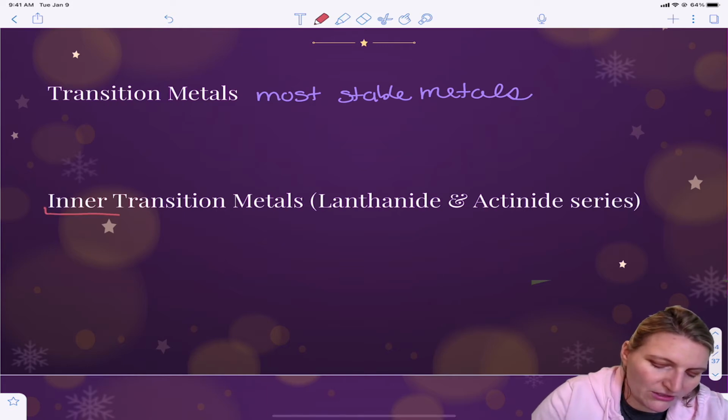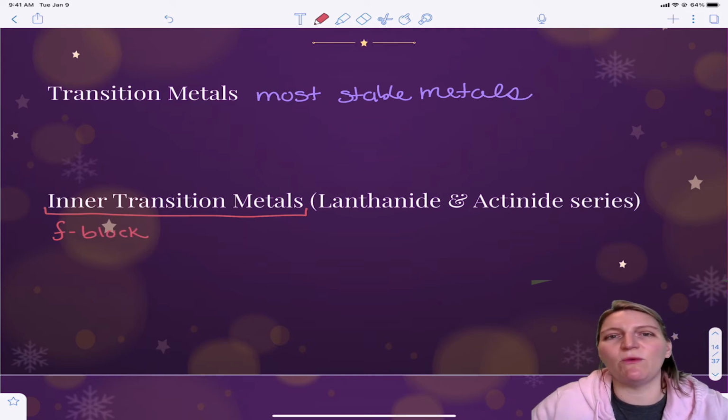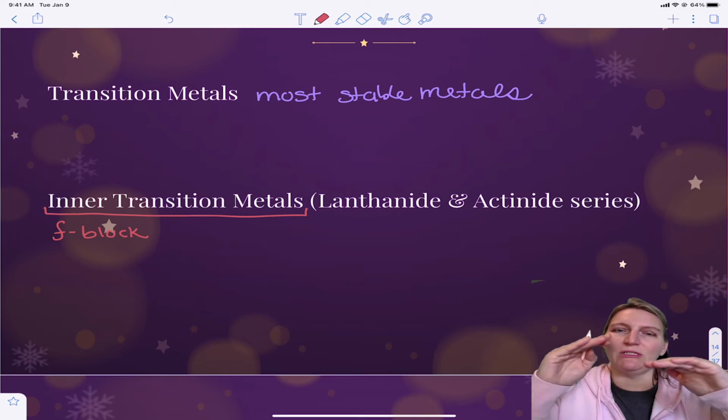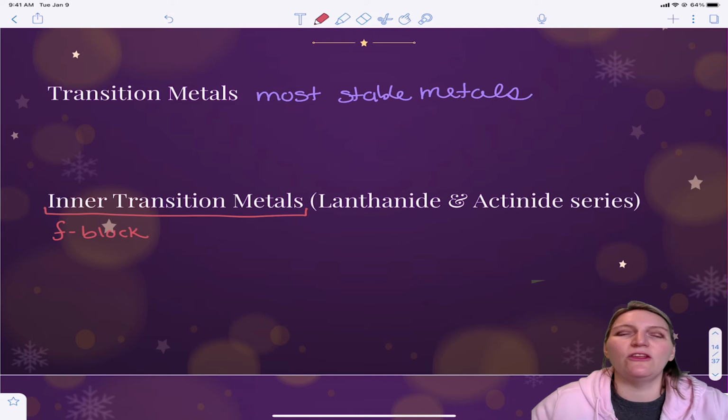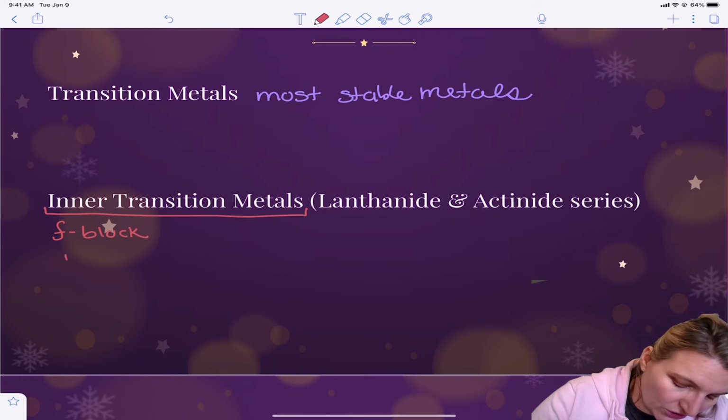So the inner transition metals together, that's that F block. And the only real property that we can say that all of those have is that they have irregular electron configurations. The electron configurations that we would have predicted for them in the last chapter are often not true. Those orbitals are so close in energy levels that you may have different orbitals filling in different orders. So we could just say irregular electron configurations.